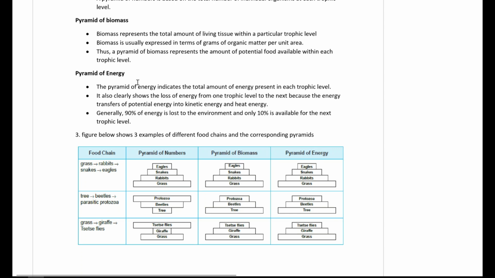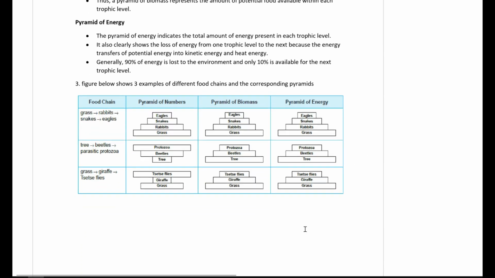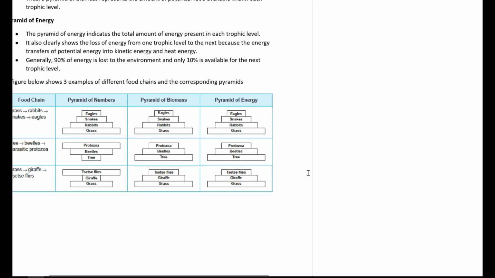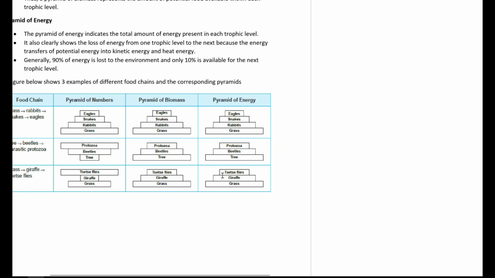Okay, so pyramid of energy. This one some schools will want you to draw according to the ratio. So meaning you cannot draw it like that. So if this is representative of 10 units, then the next one is only 1 unit because only 10% goes on to the next trophic level.